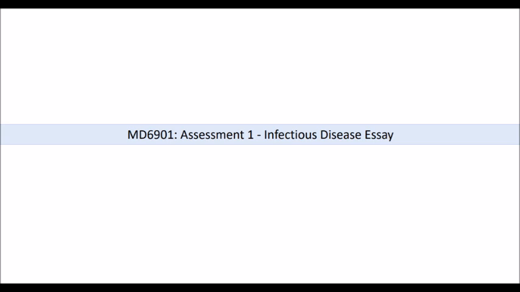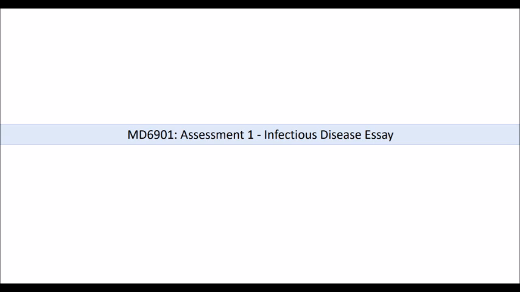So if we go on to the main body section, this is the next slide. Again, these sections are going to be primarily descriptive. For the pathogenesis, you're going to be describing the pathogenesis of the disease. You're going to be saying how the infectious agent causes the disease, and you're going to be doing this at a molecular level.